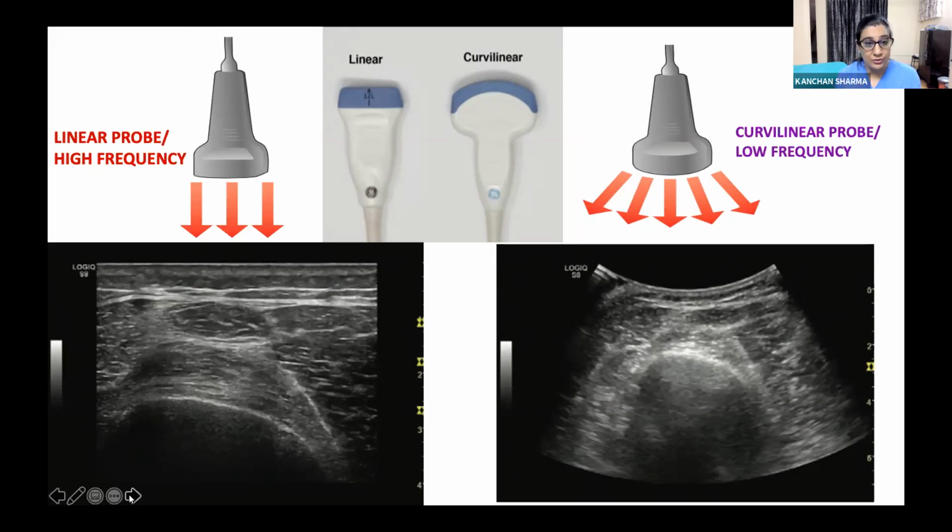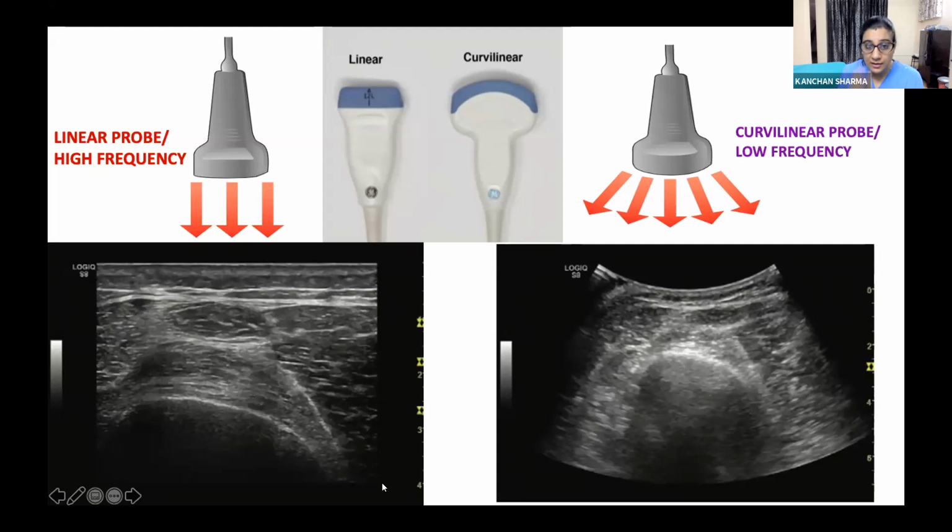But if I want to look at my hip joint, if I want to look at my spine, if I want to examine an obese individual, I am going to use the curvy linear probe. Supposedly, you are very new and you don't know which probe you have switched on. If your machine has an option where the probe opens automatically, you need to change it. So look at the image.